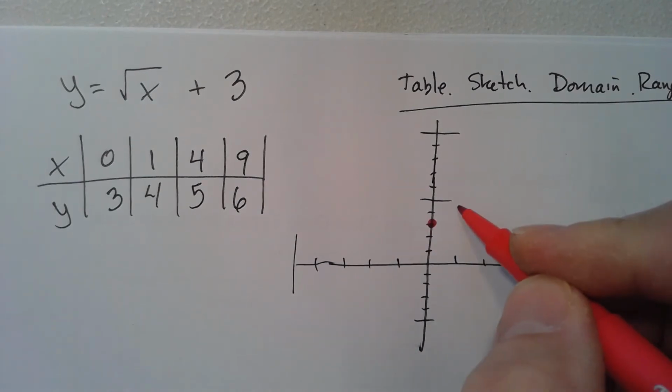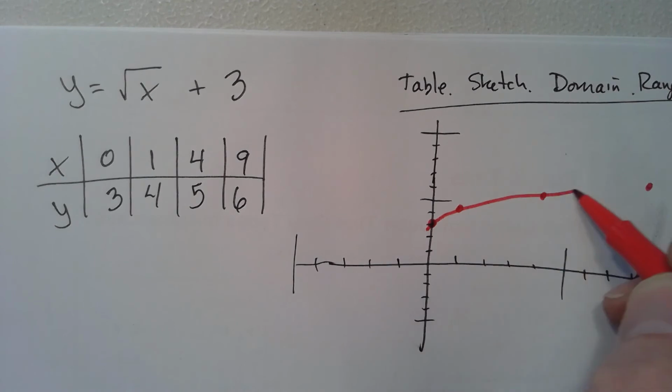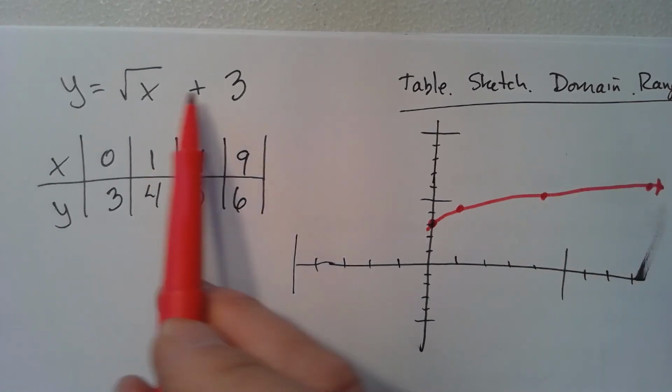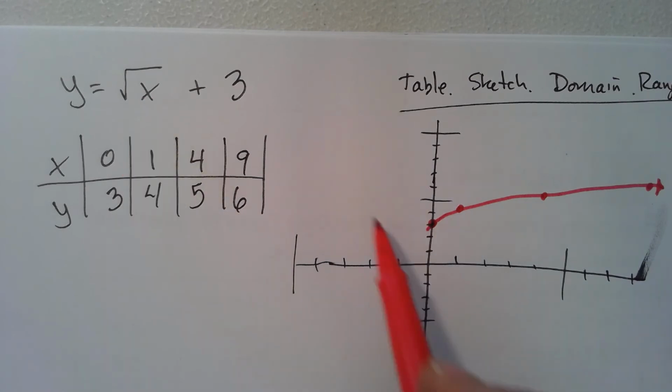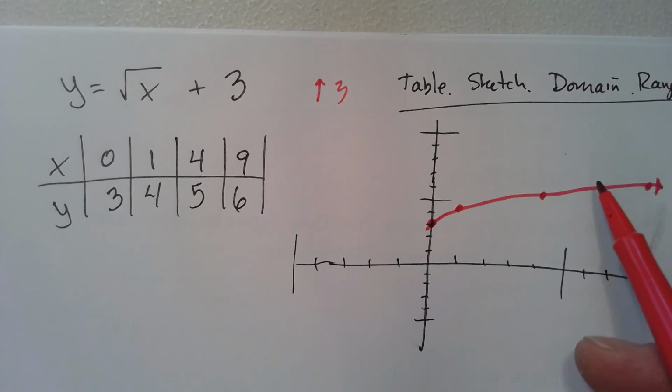1, 4, 4, 5, and 9, 6. So again, it's the same shape. This plus 3, since it's outside of the square root, moved it up 3. The whole graph just shifted up 3.